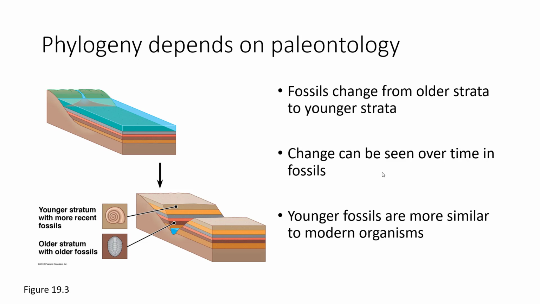So phylogeny can depend on paleontology. We can track records of organisms that lived in different places based on the fossils that they leave. And we can infer phylogeny based on those records. We know that younger fossils look more like modern organisms and older fossils look more like extinct organisms. We can even see change over time in fossils in an area.